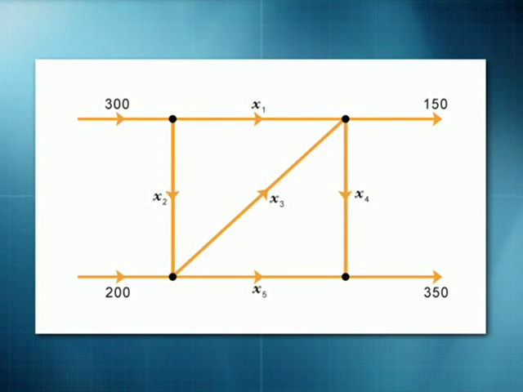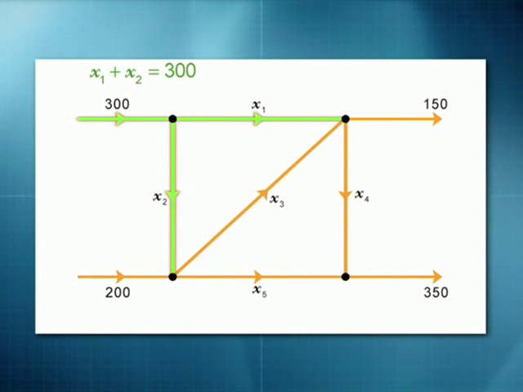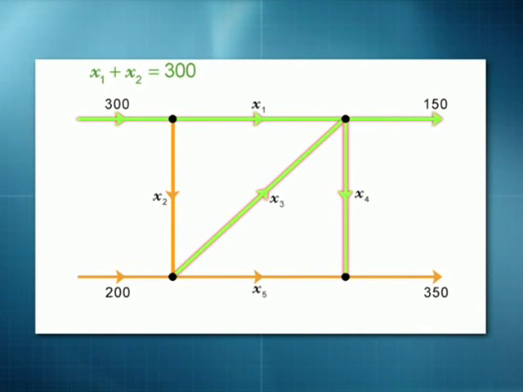Let's look at the upper left-hand corner there where 300 come in and x1 plus x2 cars come out. That gives rise to a linear equation, x1 plus x2 equals 300. In other words, the amount of cars that come in has to equal the amount of cars that leave. So the first equation is x1 plus x2 equals 300. Now let's look at the upper right. x1 plus x3 are arriving, 150 plus x4 are leaving. That's our second equation, x1 plus x3 equals 150 plus x4.